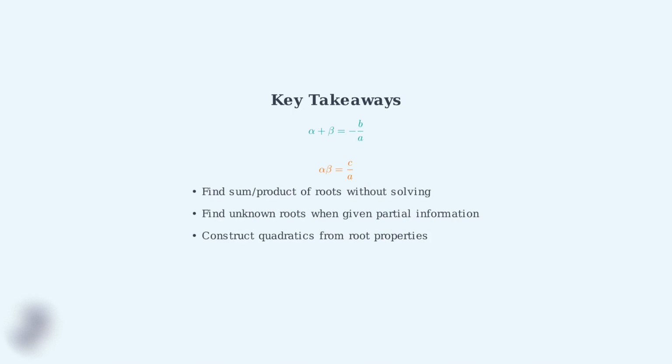Vieta's formulas for quadratic equations provide us with powerful tools. These two simple relationships allow us to find sums and products of roots without solving the equation, determine unknown roots when given partial information, and even construct quadratic equations from root properties.